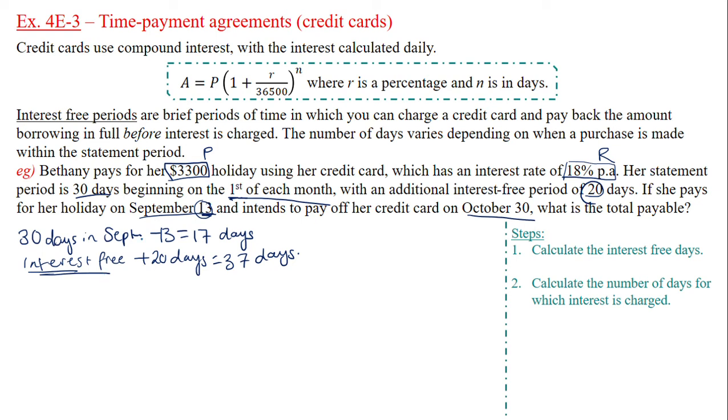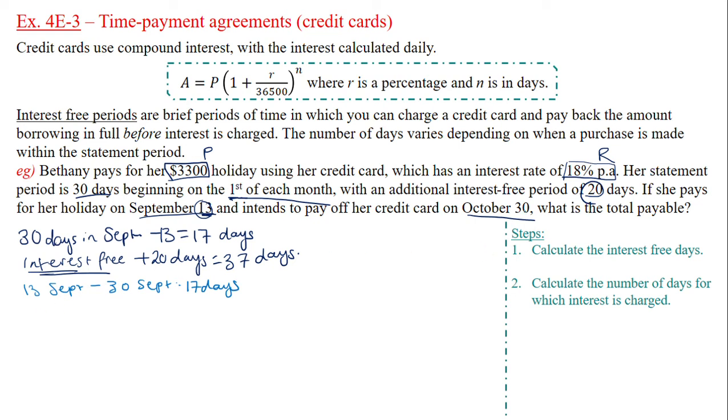We need to know now how many days it's taken her from paying for her $3,300 holiday to how long till she's paying it off. So from the 13th of September to the 30th of September, because there are 30 days in September, we have a total of 17 days. That's the same as what we had earlier. Okay.